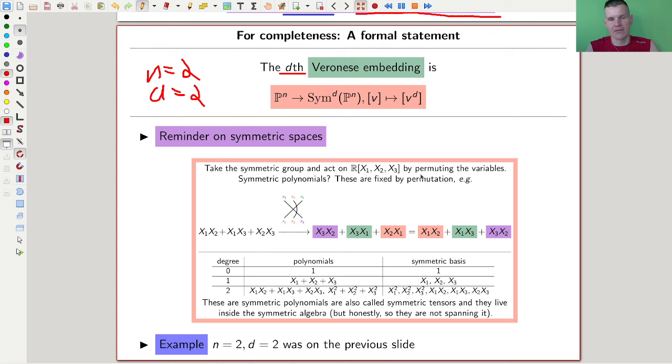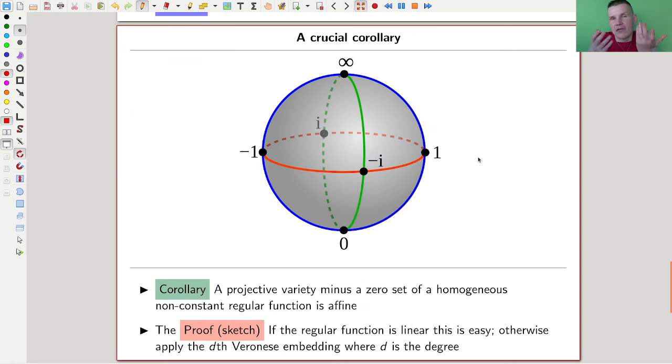And that's what you do in general. You just send a point to its symmetric power, and this is like this idea of sending a point to the coefficients in the sense of the conic sections. And interestingly enough, you see symmetric powers turning up in algebraic geometry under this type of map.